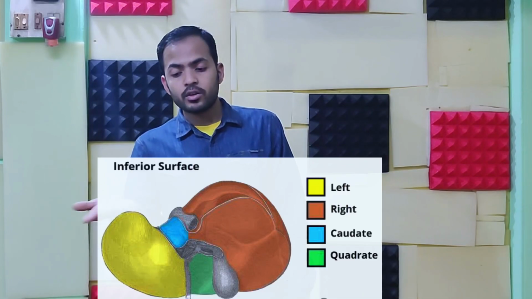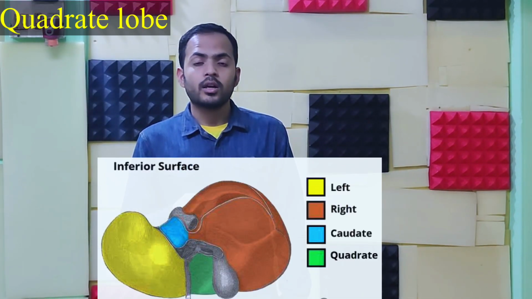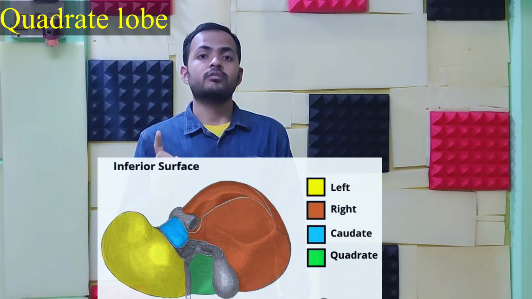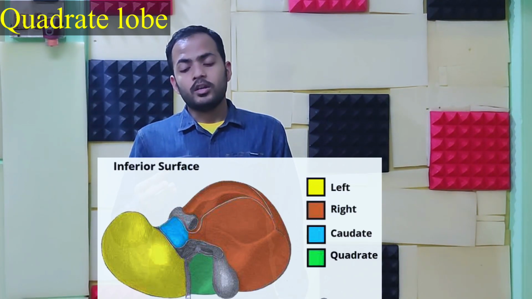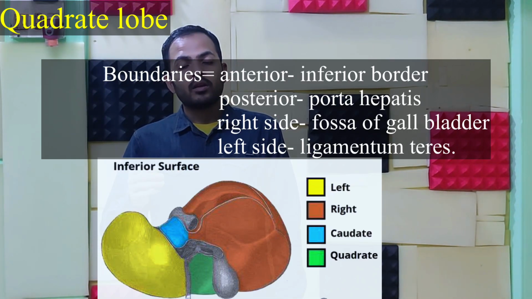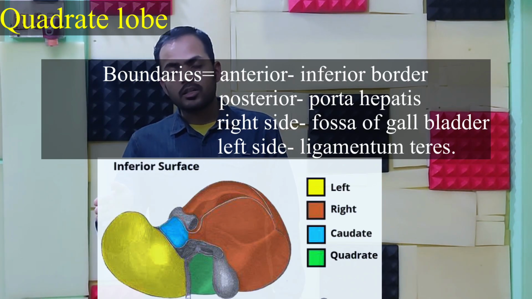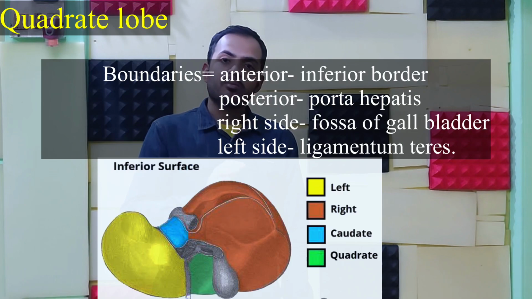Along with the inferior surface of the liver, you are getting another lobe, which is the quadrate lobe. As the name suggests, it is quadrate, so it is obviously rectangular. It has four corners. Anteriorly it is bounded by the inferior border of the liver. Posteriorly it is bounded by the porta hepatis. On the right side it is bounded by the fossa of the gallbladder, and on the left side it is bounded by the ligamentum teres or teres ligament.